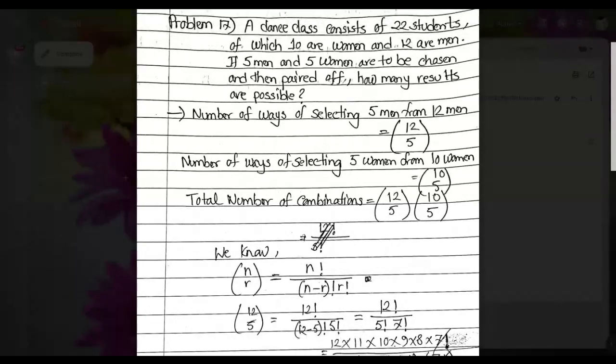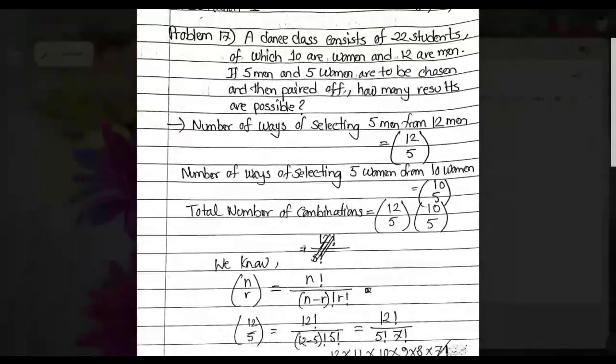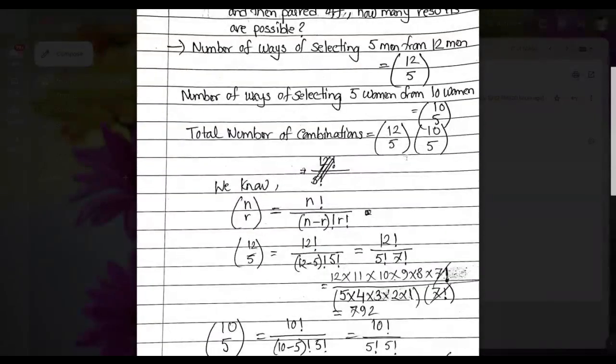Yes, okay. So it's question 17 from chapter 1. A dance class consists of 22 students, of which 10 are women and 12 are men. If 5 men and 5 women are to be chosen and then paired off, how many results are possible? So we have number of ways of selecting 5 men from 12. So 12 choose 5. And then for women, we have 10 choose 5. So total number of combinations is we multiply both of them. So for that, we have to use the formula for combinations, n choose r, which is n factorial divided by n minus r factorial times r factorial.